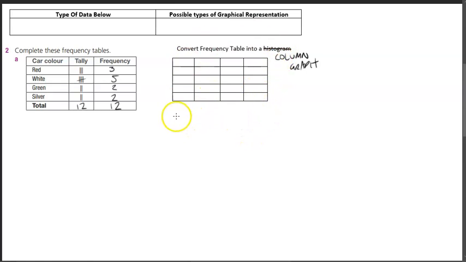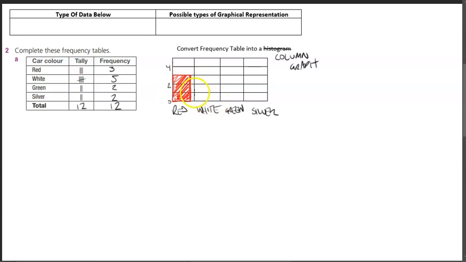So we've got our 4 different categories: red, white, green, and silver. Go ahead and put the frequency. What's the greatest amount? It is 5. So we'll go 0, 1, 2, 3, 4, and 5. So for red, we go up to 3. 1, 2, 3. And I'm going to leave a little bit of a gap there. All the time when you do a bar chart, when it's to do with categorical data, you always leave a gap.